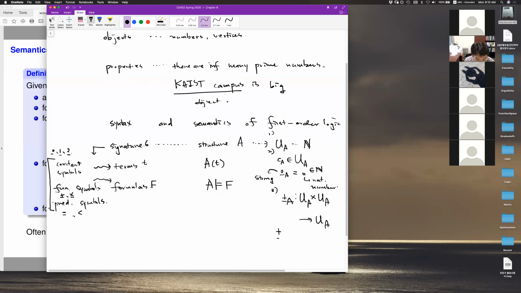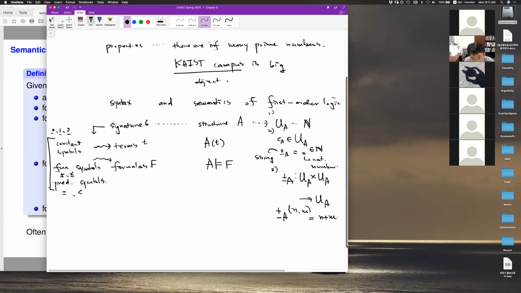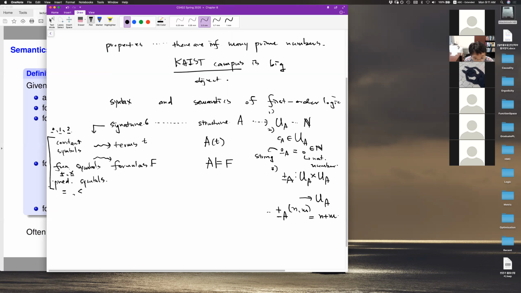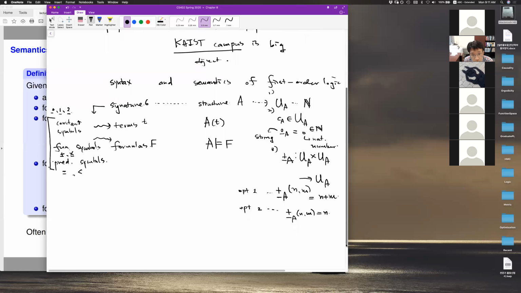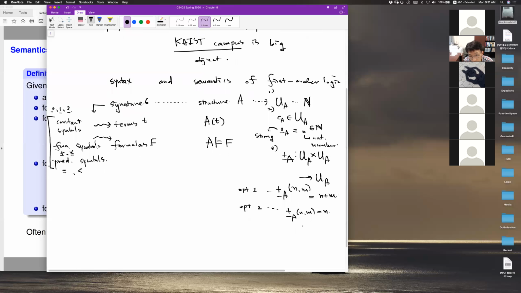So in the typical common interpretation, it's going to take two numbers n and m and return their addition. But it can be something very weird. It doesn't have to correspond to plus. So this is option 1, but among many other possible options, option 2 is that if you take n and m, it just returns n. That's also a legitimate interpretation, although it's very non-standard, another legitimate part of a structure.